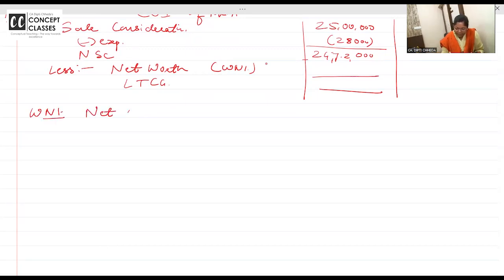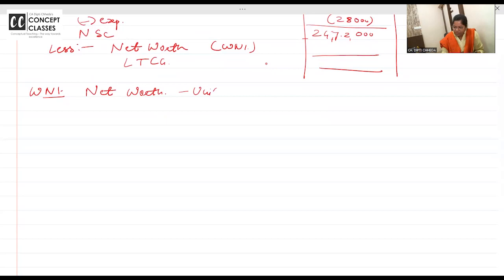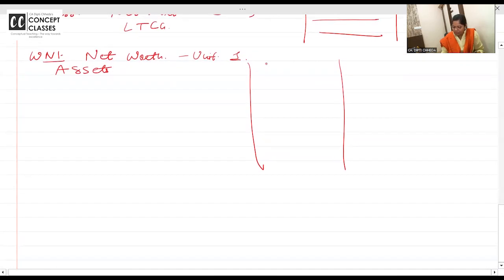Chalo. Now let us go to working note 1. How to calculate the net worth? How will you calculate net worth? For which unit is it transferred? Unit 1. Okay. So first let us start with assets. Once again, you must have studied all this in ratios. Assets minus liabilities is the net worth. So what is the first asset you have transferred?